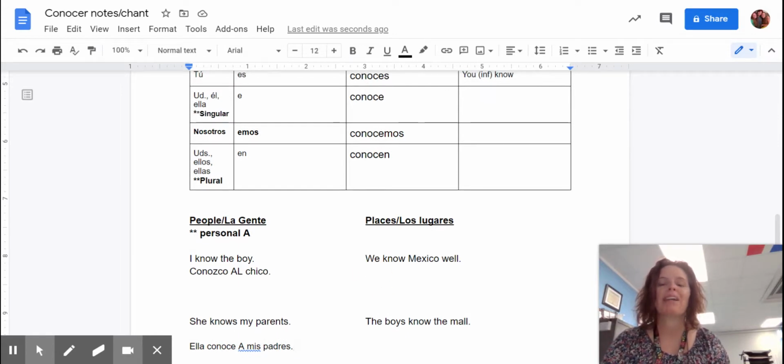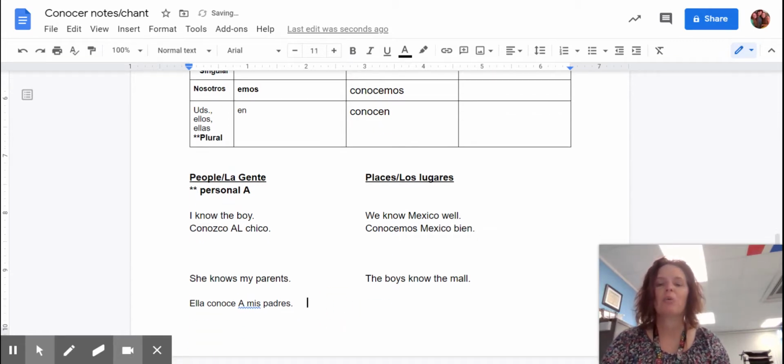Over here, we know Mexico well. You're just saying you know a place, so conocemos. Do we need a personal a? The answer is no, because Mexico is not a person. Conocemos México bien. Should actually have an accent on the E, but I'm not going to try to get one right now. The boys know them all. That would be los chicos conocen. The mall, you don't need a personal a. It's not a person. It's just el centro comercial.